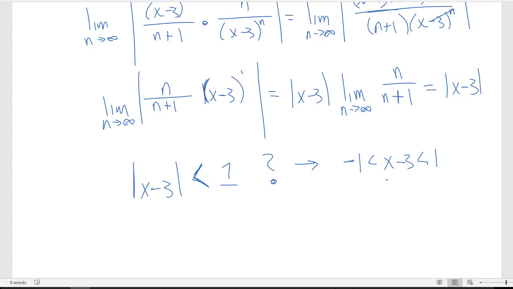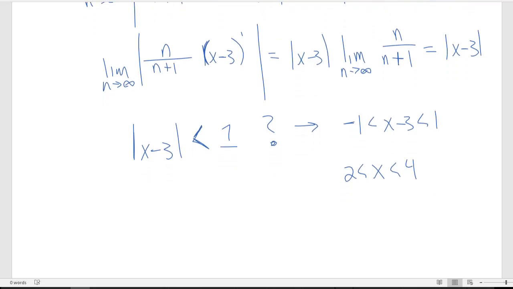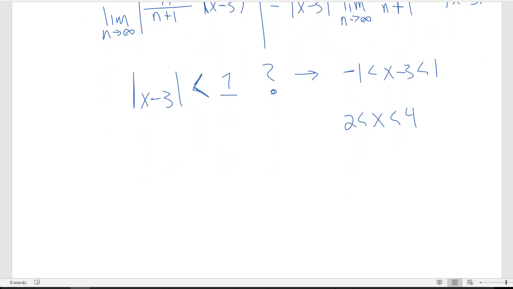I'm going to add 3 to all pieces of my inequality. So negative 1 plus 3 is 2. And then 1 plus 3 is 4. So this is my interval of convergence. So any values of x between 2 and 4, my series that we had, x minus 3 to the n over n, will converge. Now, hang on. We're not officially finished with this problem, and we're going to talk about why.